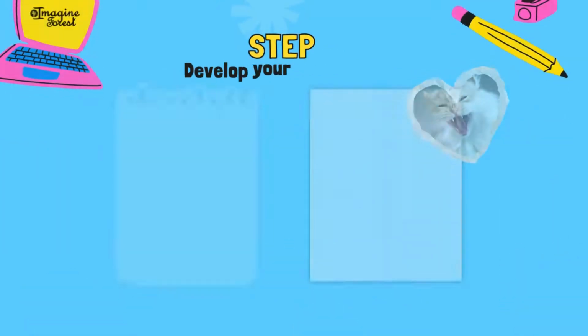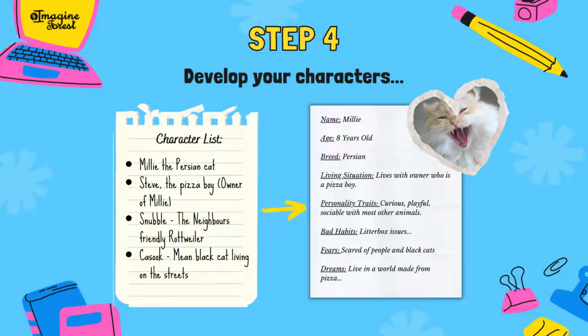Step 4. Develop your characters. Start by making a list of the main characters in your story. Then for each main character, create a character profile sheet. A character profile sheet includes all the important information about the character, such as where they are from, how old are they, what are their fears, what is their role in the story, and so on. Here is an example character profile sheet for Millie the Persian cat.